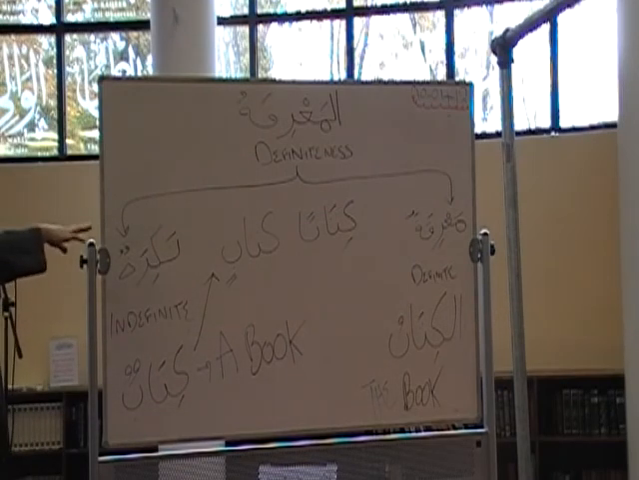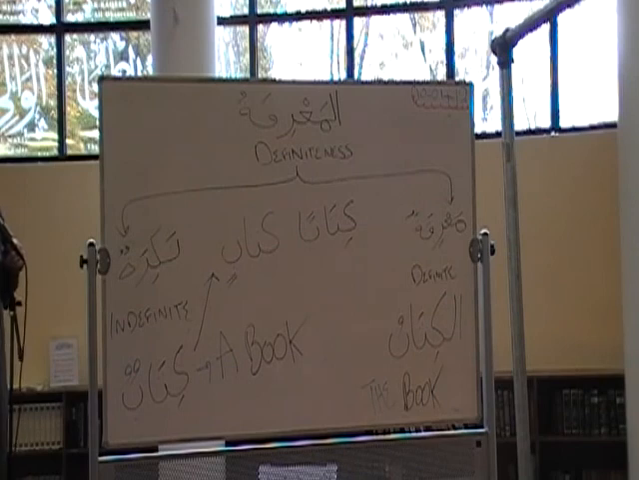So, al-kitabu, al-kitabi, al-kitaba, it doesn't matter. The point is that al-kitab is there. And it can be kitabu, kitabi, kitaba, it doesn't matter. The point is that it has tanween. Very good question, alhamdulillah. Just a matter of script, of writing.